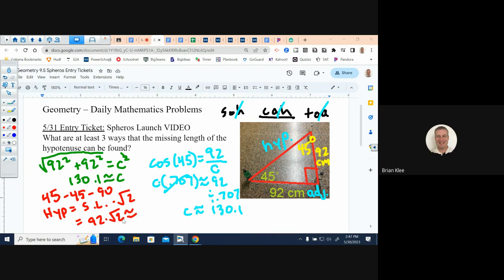Root 2 is a disgusting number. It's 1.4142 something. But if I take that number and multiply by 92, guess what? We get the same 130.1 yet again. Please use this to do the best you can on the activity where you're trying to find the missing side lengths that we're going to eventually send the Spheros on a couple different triangles.